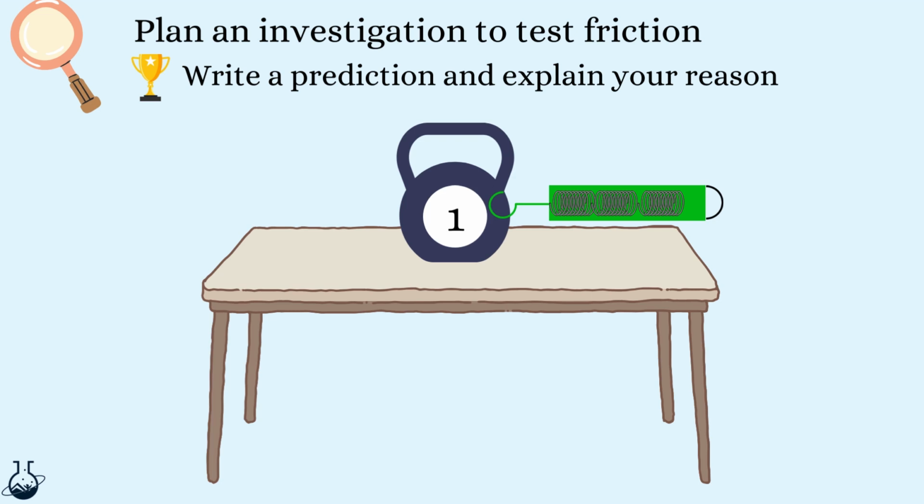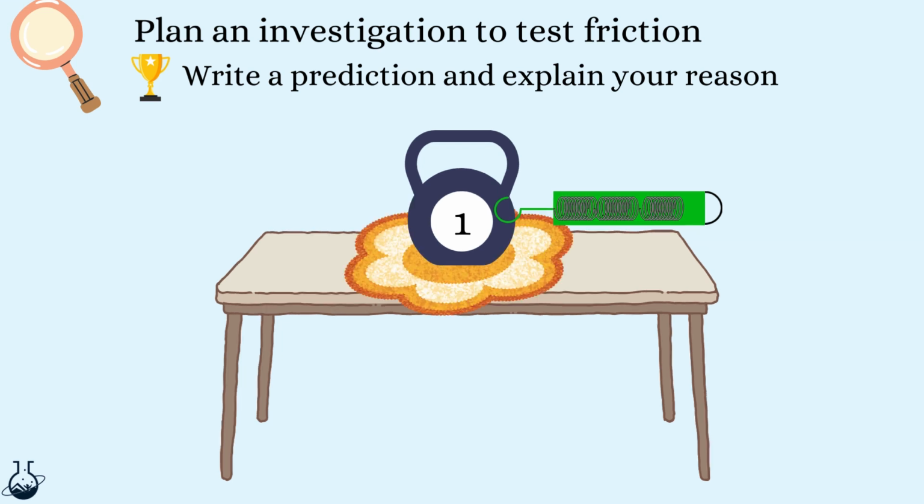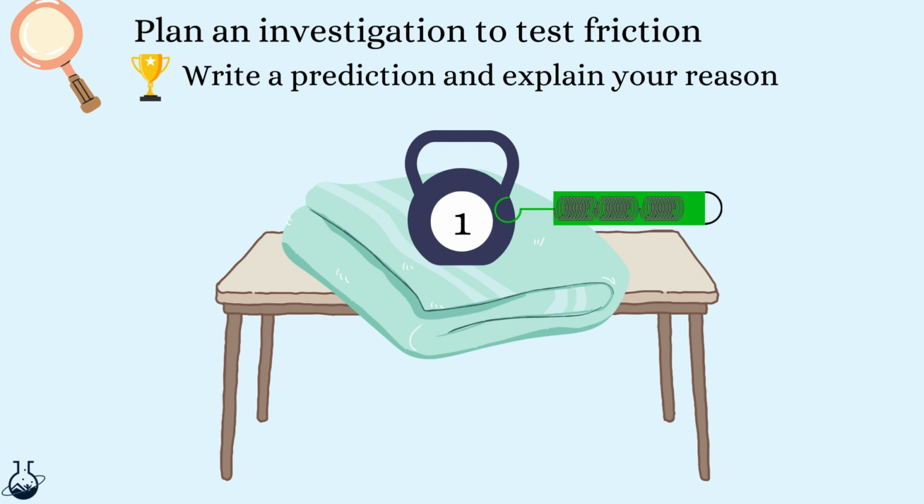Starting with my shiny table, I pull my mass and record 5 newtons of force. You can write this in your results table if you've copied it. Next, the sandpaper. I'm going to pull using my Newton meter and record 20 newtons of force. Change the surface to a rug, pull along, and record 12 newtons of force. And finally, the towel, which records slightly more with 15 newtons, but similar to a rug.